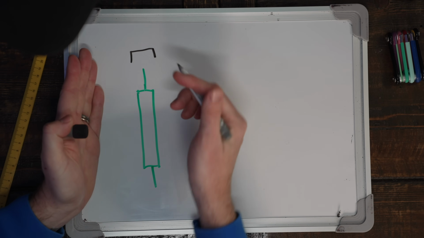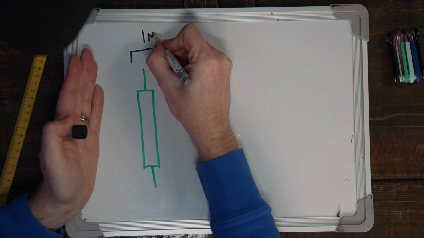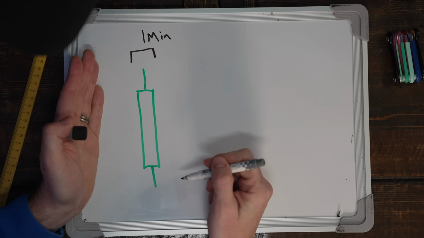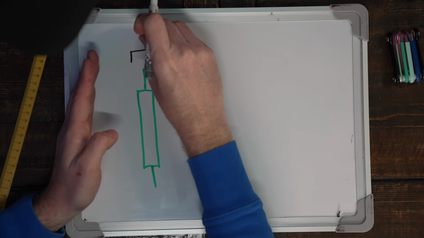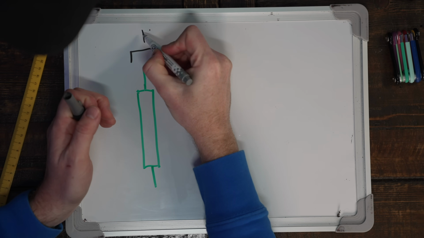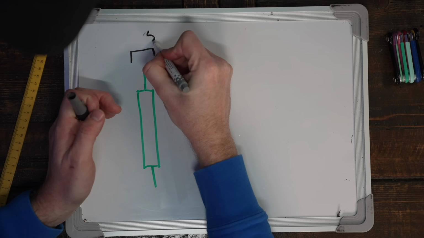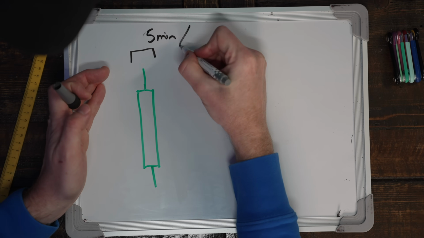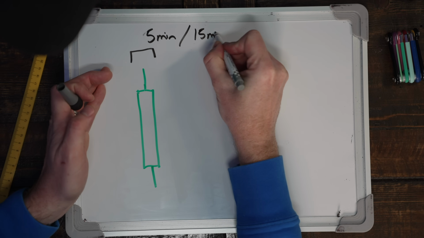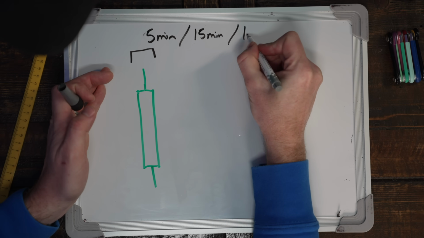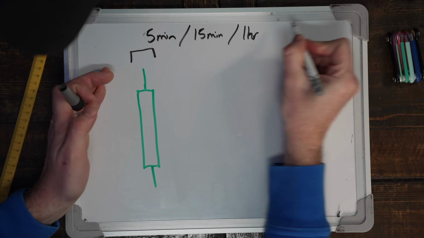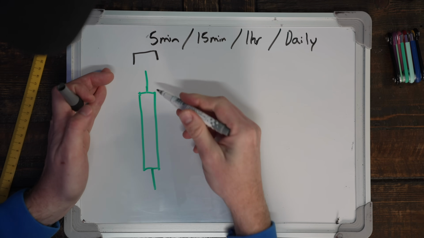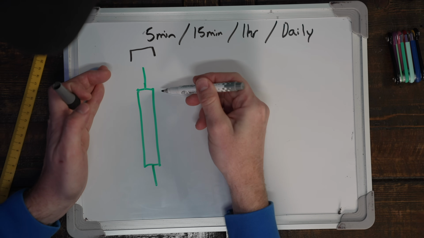Most day traders are using 1-minute candles, where every individual candle is 1 minute of time. But swing traders are often using 5-minute candles, where each candle represents 5 minutes of time. Some use 15-minute candles. Some use hourly candles, so a 1 hour or a 60-minute. Others use daily charts where each individual candle represents one full day of price action.